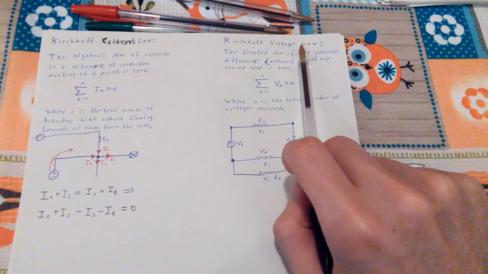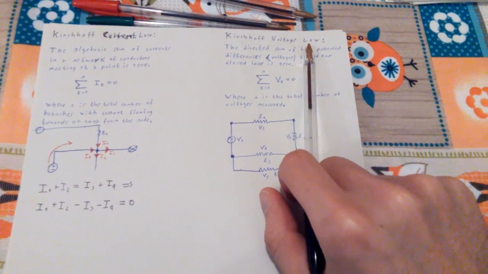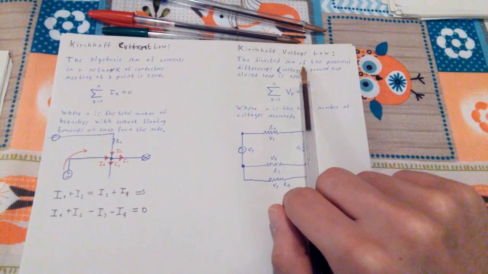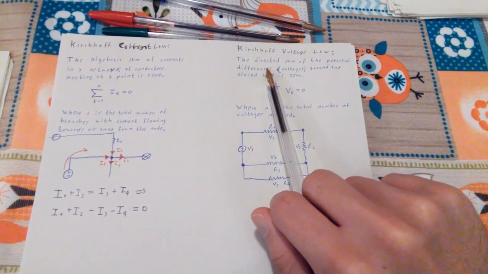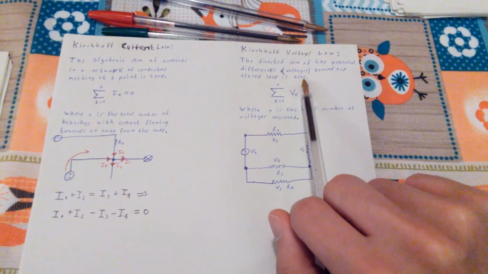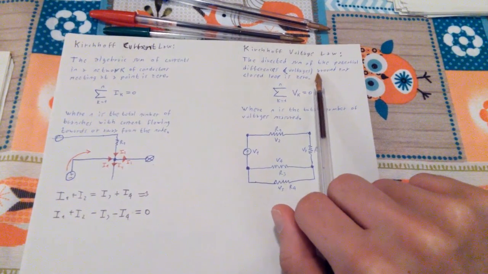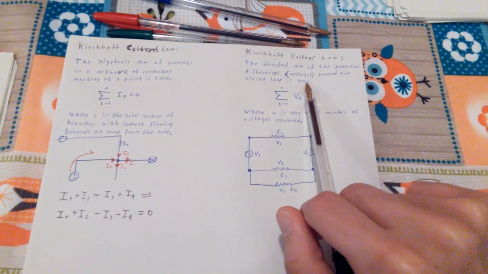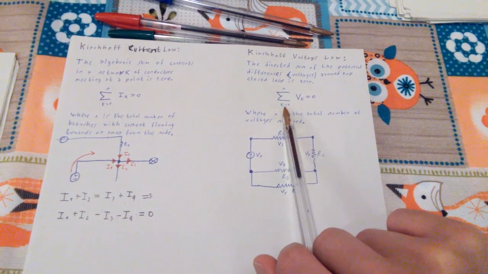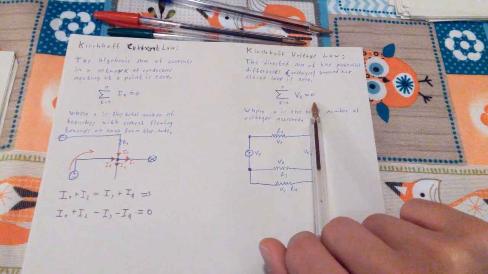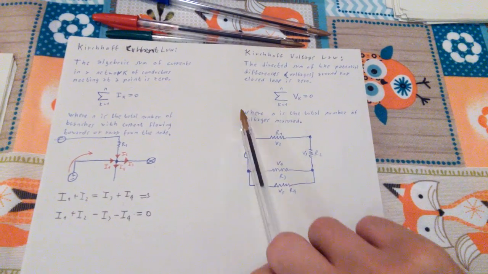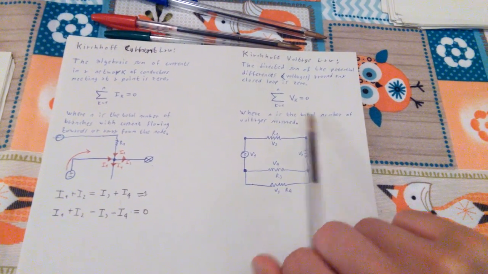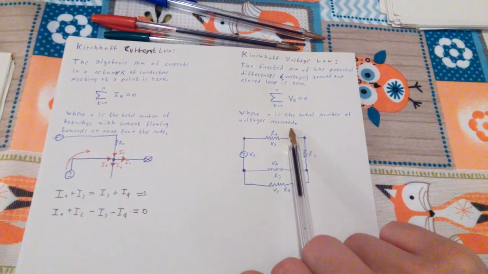Kirchhoff's second law, the Kirchhoff voltage law instead, says that the directed sum of the potential differences, which is just voltages, around any closed loop is 0. So it's basically the sum from k equal 1 to n of vk equal to 0, where n in this case is the total number of voltages measured.